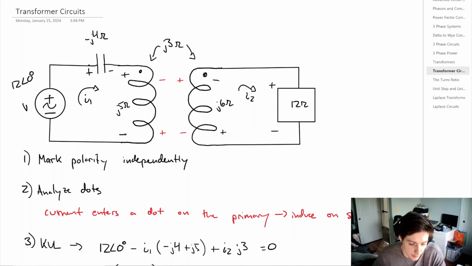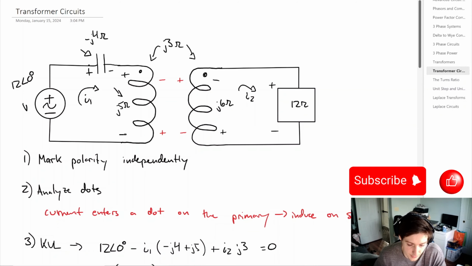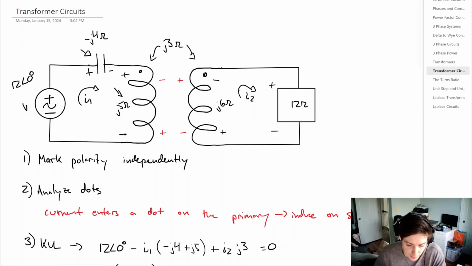So the first step that we're going to do is mark our polarities independently, and that is here in the black. So we know we have a voltage drop over this capacitor, and if our current is going clockwise, we have a voltage drop over this inductor. Now on the other side, we have voltage drops over both components because our current is going clockwise, so we label those accordingly. And then the second step is to analyze the dots.